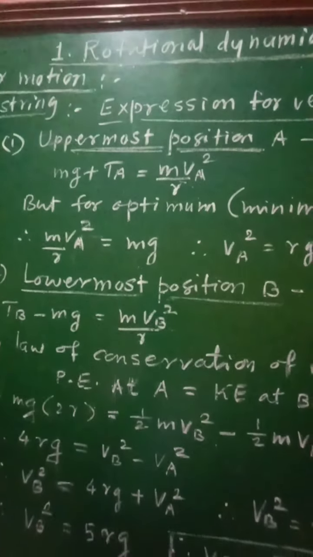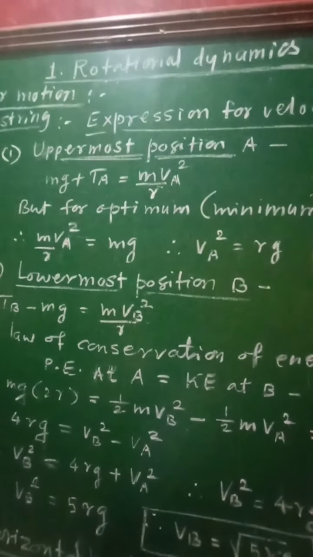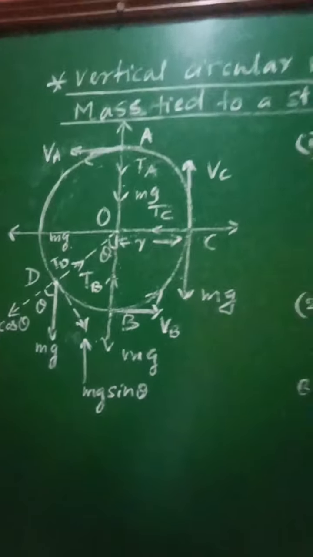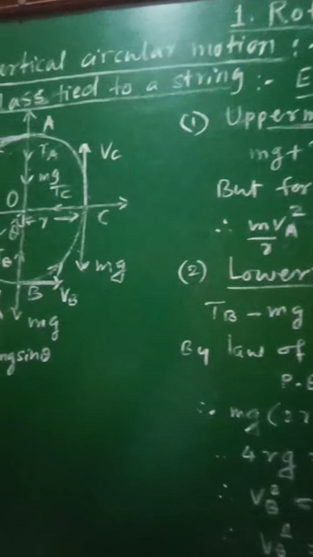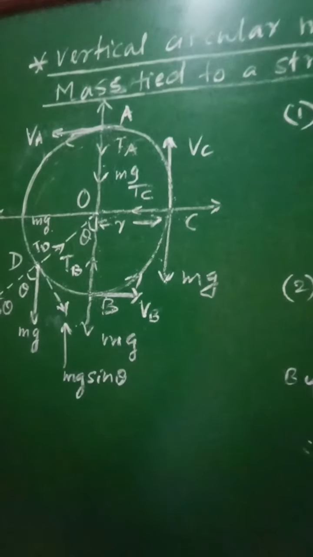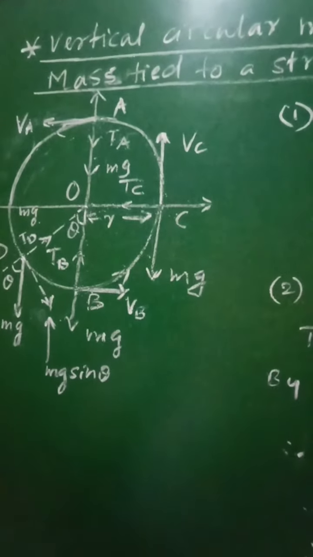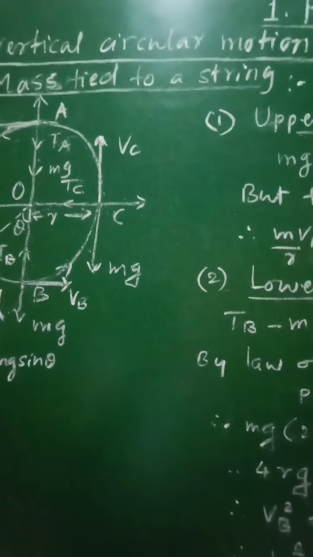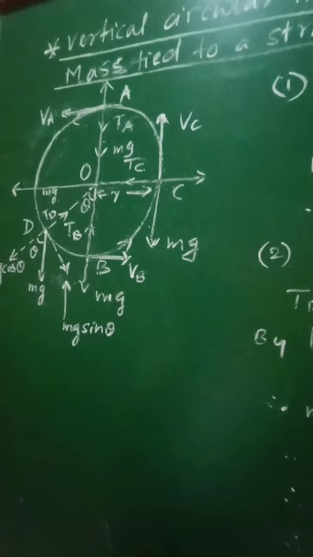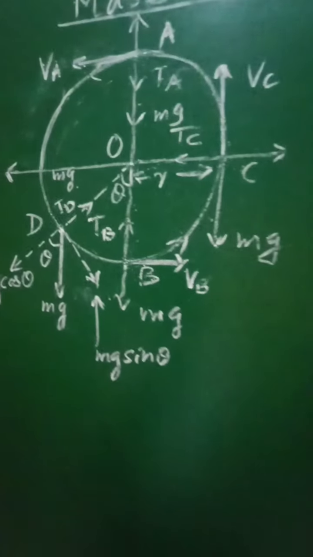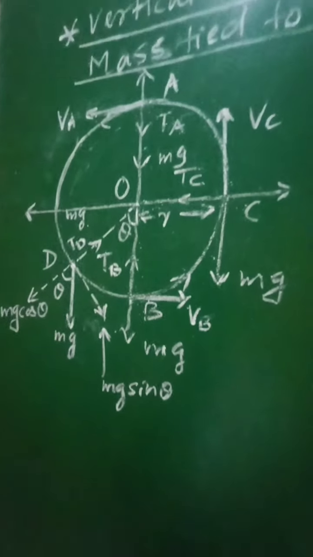Class 12th, subject physics, first chapter rotational dynamics. From the chapter, let us see the vertical circular motion, that is, when a mass similar to that of a bob is tied to a string, and if it is revolved in a vertical circle, then it will perform vertical circular motion.